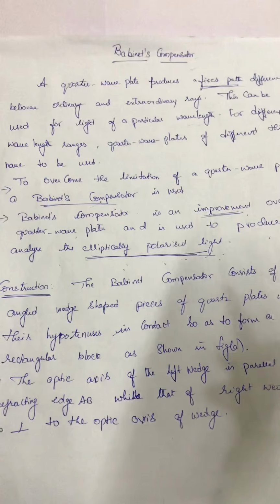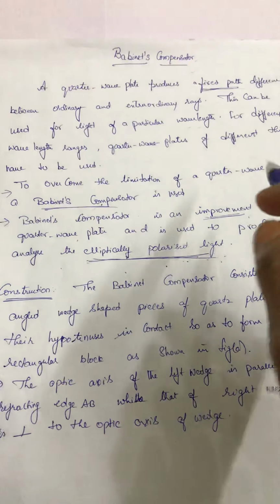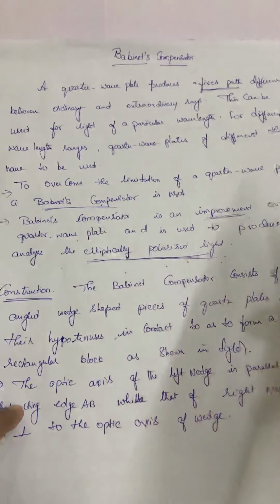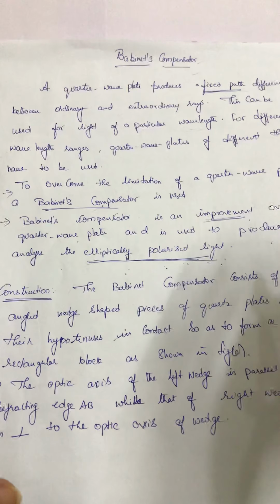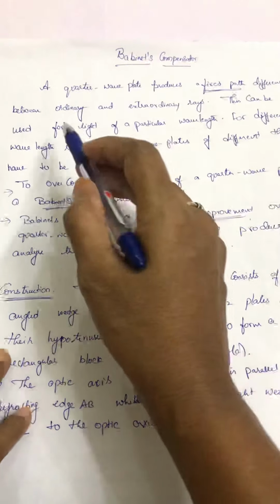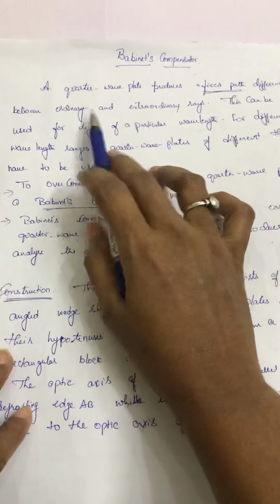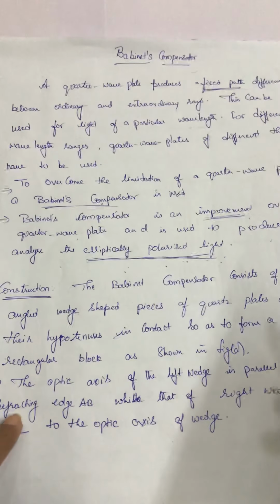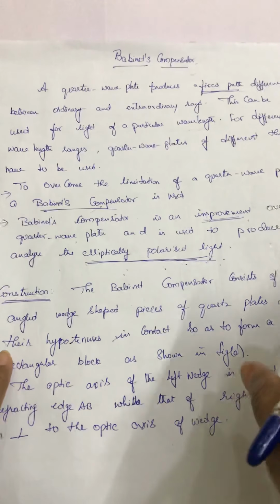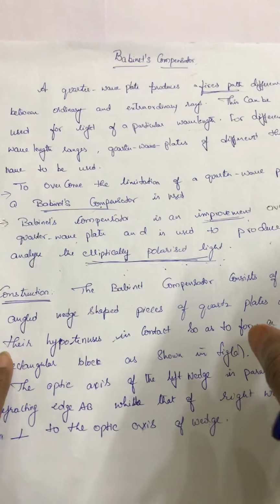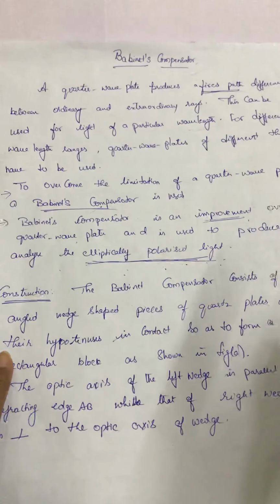What is a quarter wave plate? We already discussed it in the previous classes, the quarter wave plate and half wave plate. A quarter wave plate produces a fixed path difference between ordinary and extraordinary rays. What are ordinary and extraordinary rays? Whenever light passes through a calcite or quartz crystal, it is divided into two components or two rays, one ordinary and one extraordinary.